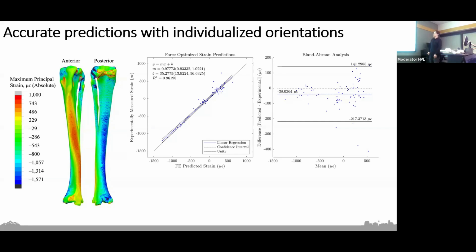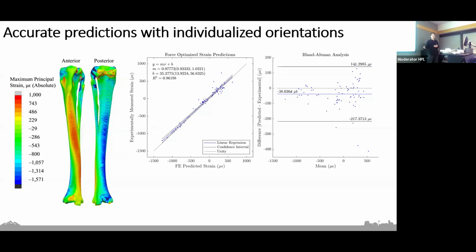And looking at the strain prediction results, it performs really well. So we can explain up to 96% of the variation in experimentally measured bone strains. Again, looking at the Bland-Altman plot here, we always have this issue of underpredicting strains by some amount. So we can say that this approach works quite well. We get accurate strain predictions.